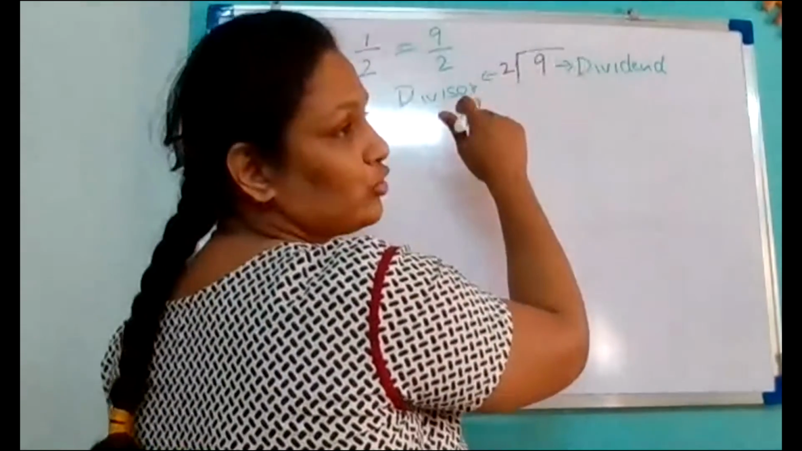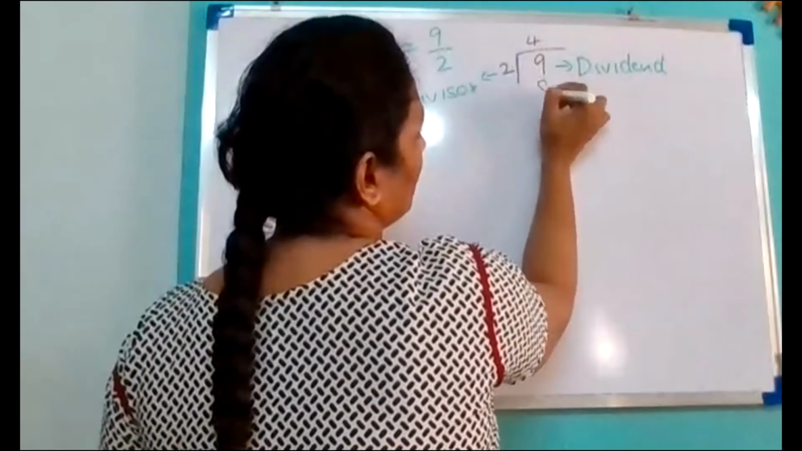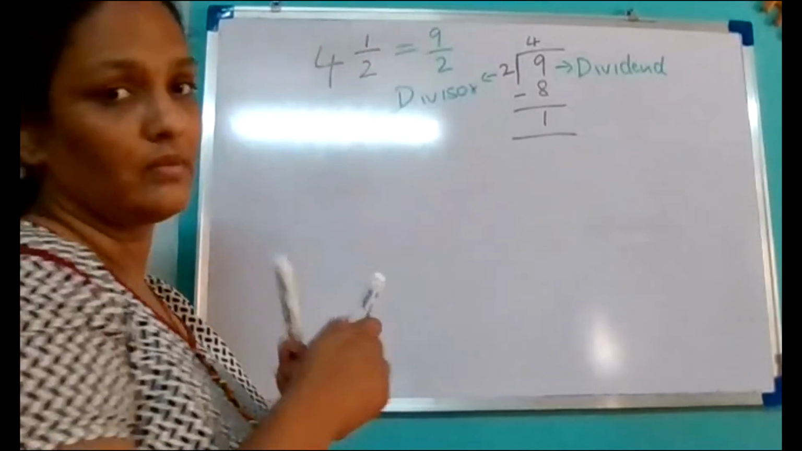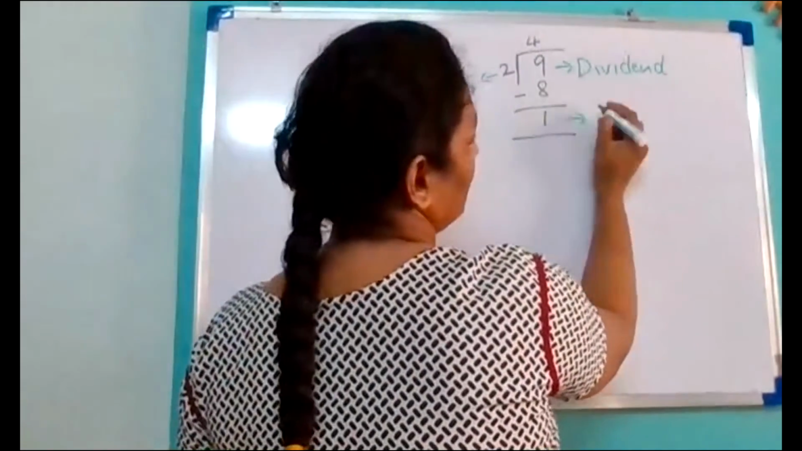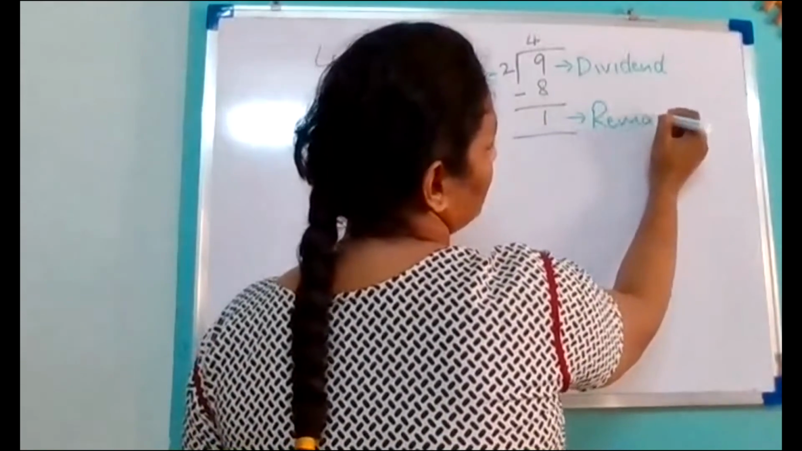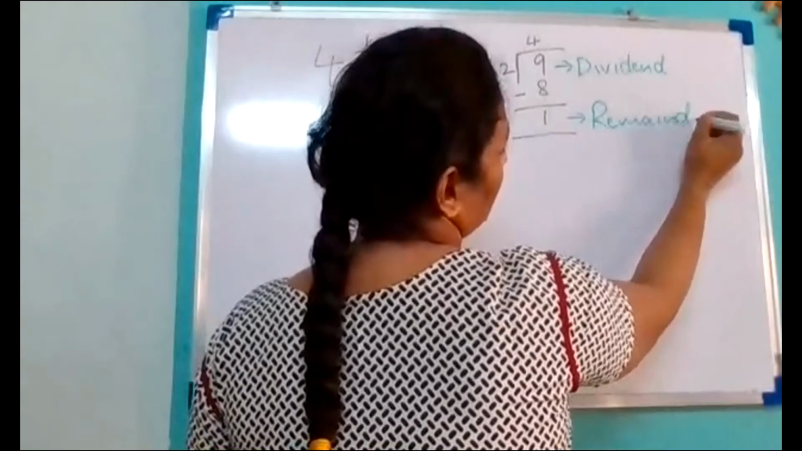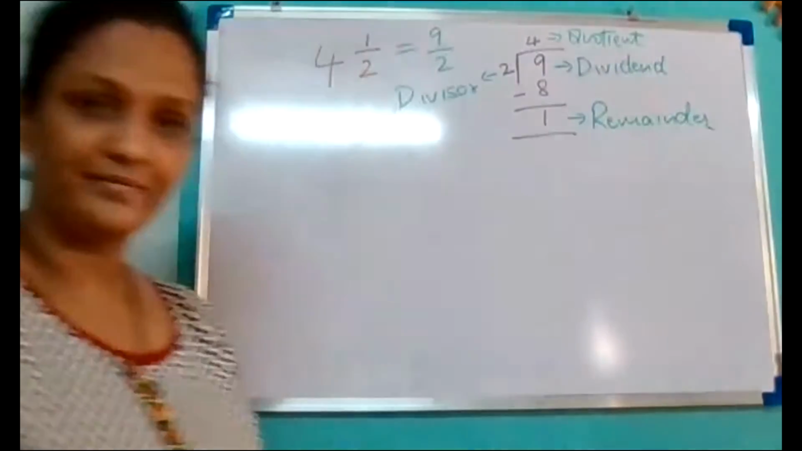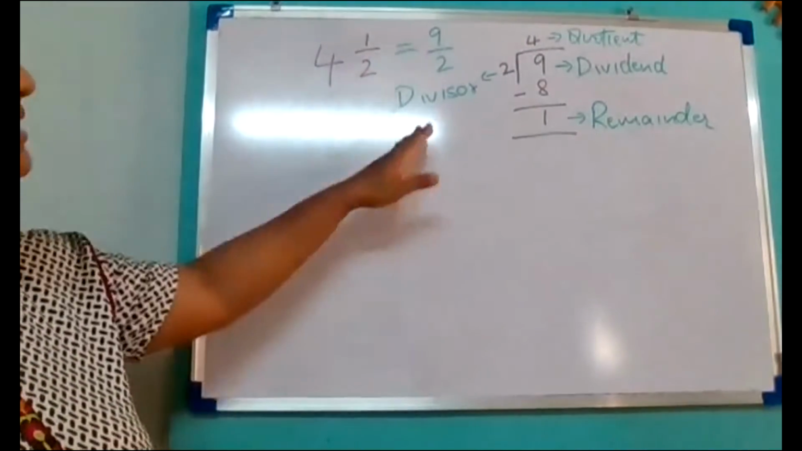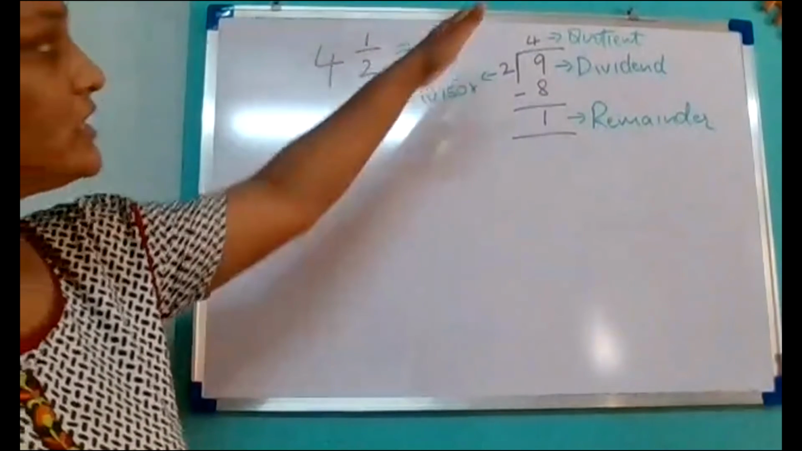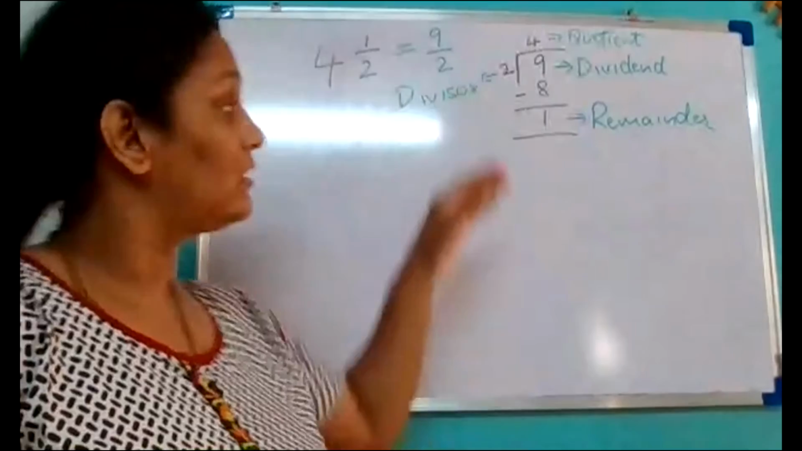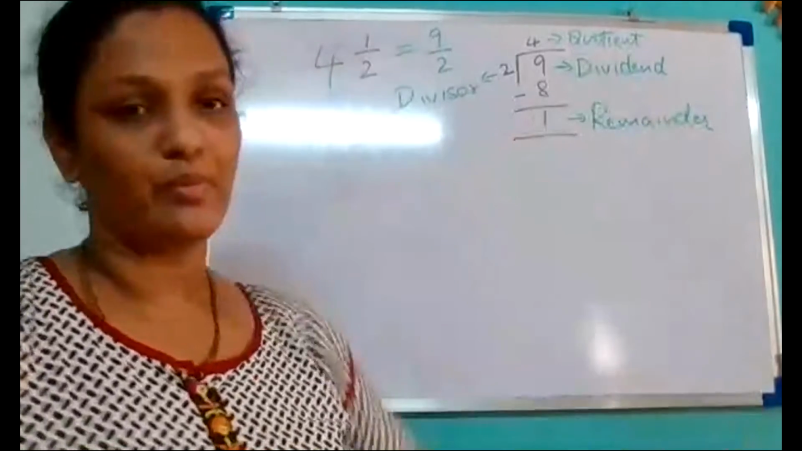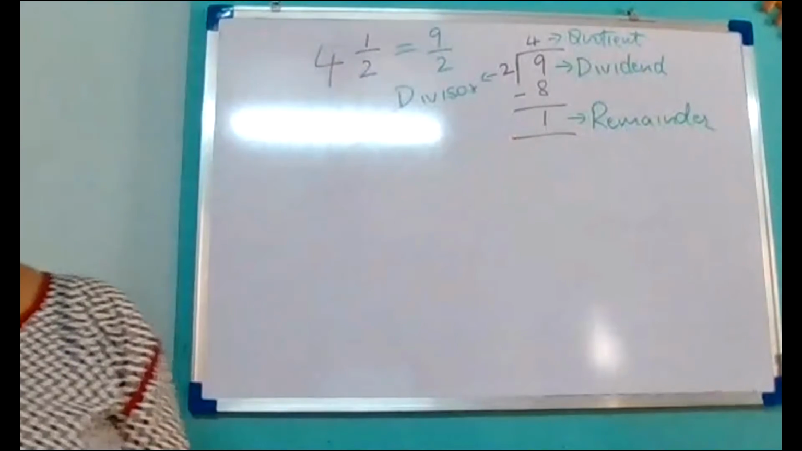How many times will 2 go into 9? 2 4s are 8, and 1 is left. What is 1? 1 is the remainder. What is 4? Quotient. Now, because 9 by 2 means 9 divided by 2, 9 becomes my dividend, 2 becomes my divisor, and when I divide, 4 becomes my quotient and I get 1 as my remainder.